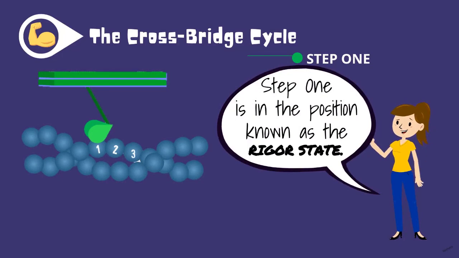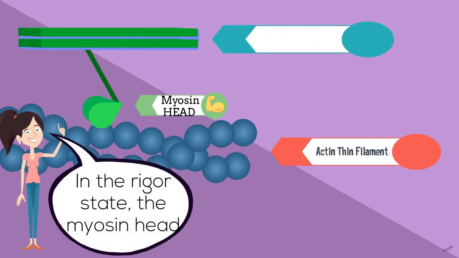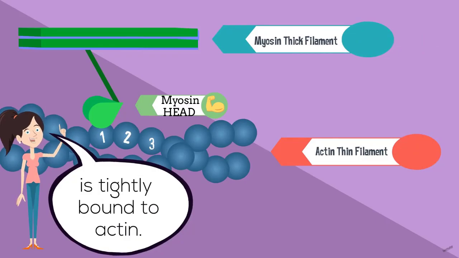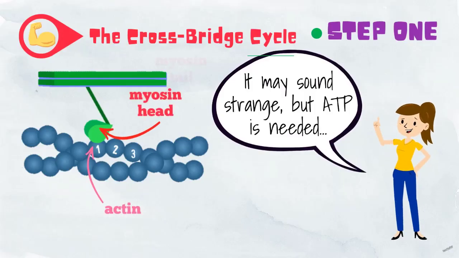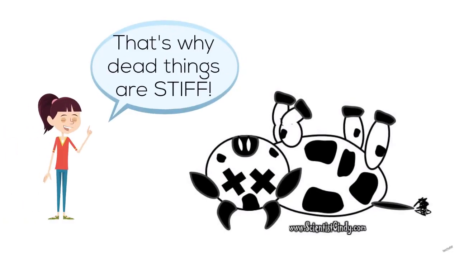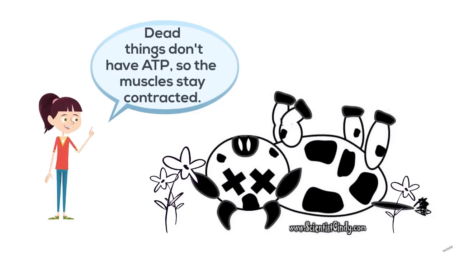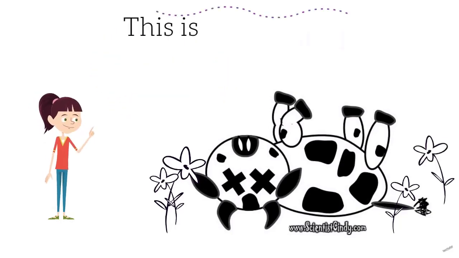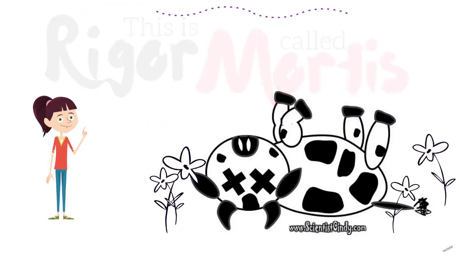Step 1 is in the position known as the rigor state. In the rigor state, the myosin head is tightly bound to actin. It may sound strange, but ATP is needed to release the myosin-actin bond. That's why dead things are stiff. Dead things don't have ATP, so the muscles stay contracted. This is called rigor mortis.